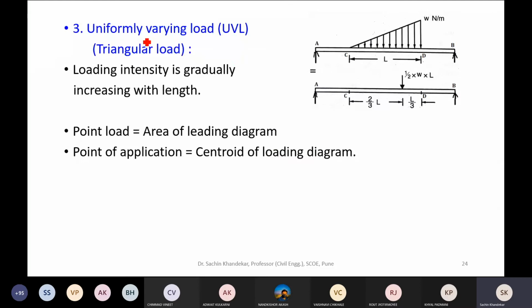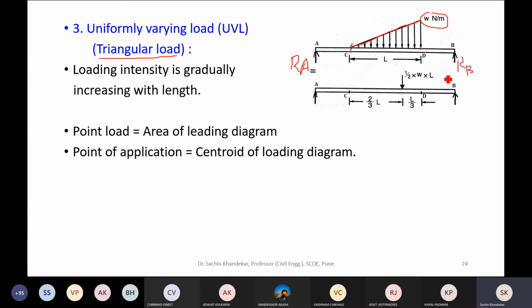The next type of loading is uniformly varying load, UVL. It is also called a triangular load. Here, in the case of this triangular load, the loading intensity is gradually increasing from 0 at, say, suppose C to some intensity W Newton per meter at some other end, say at D. So this intensity of loading is gradually, or linearly, increasing. Again, our question is to find the support reactions RA and RB.